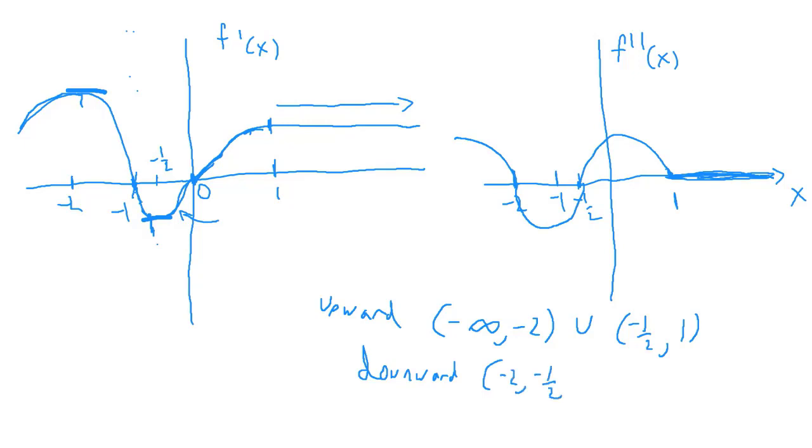Now, it was very important that we use open parentheses, or open brackets, I guess, for all of these sets, because at the points where f double prime is 0, our concavity is neither up nor down. Those are our inflection points, right? And so therefore, at those points, our graph is neither concave up or concave down because it's kind of both at the same time, right? Or neither in some cases. So that's why we don't include those points in our actual intervals.